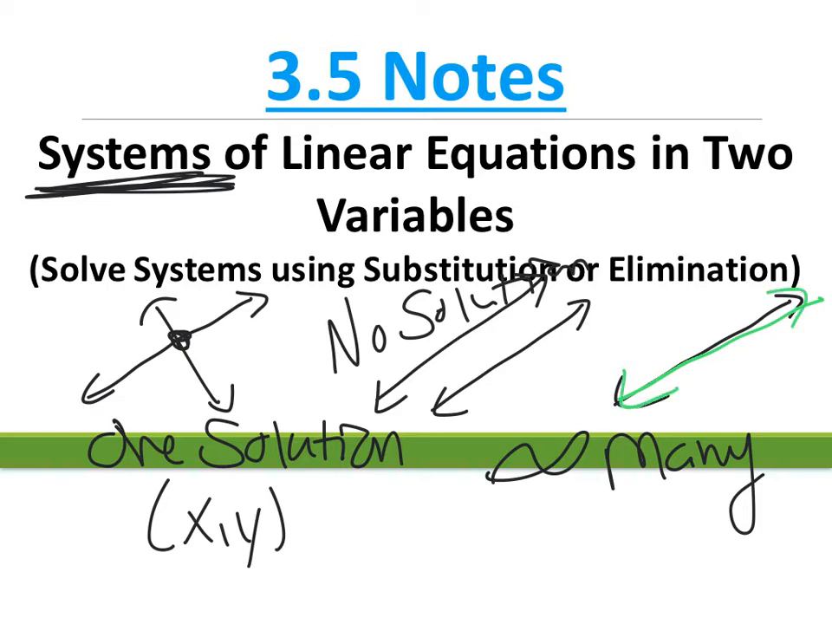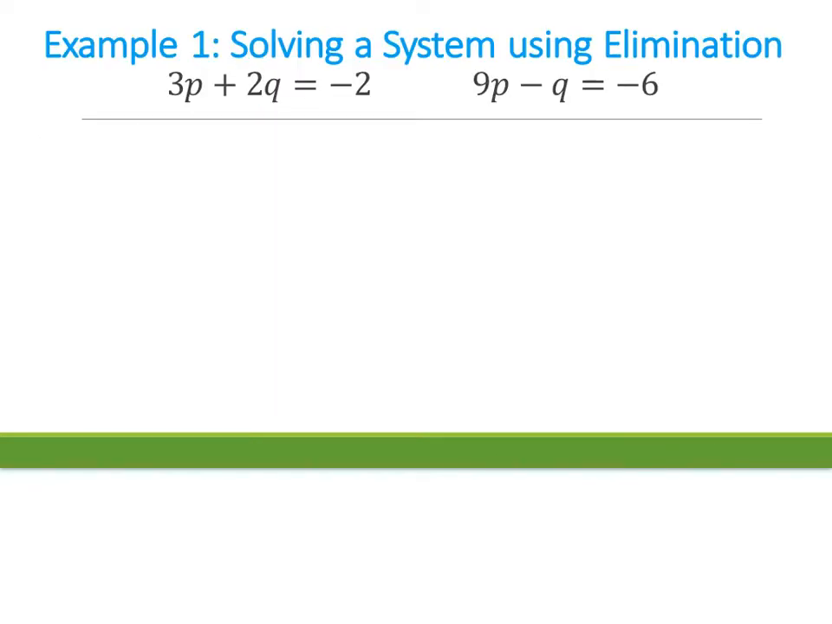So we're going to solve these systems using substitution or elimination. Here's our first example. We're going to solve this system using elimination, and I'm going to talk about why here in a second. If you want to go ahead and write those down. We have 3p plus 2q is equal to negative 2, and then 9p minus q is equal to negative 6.